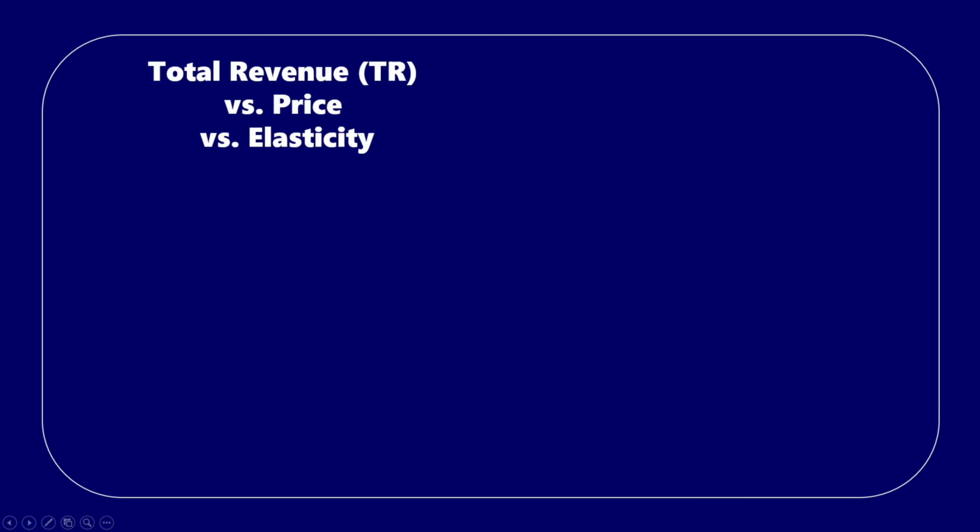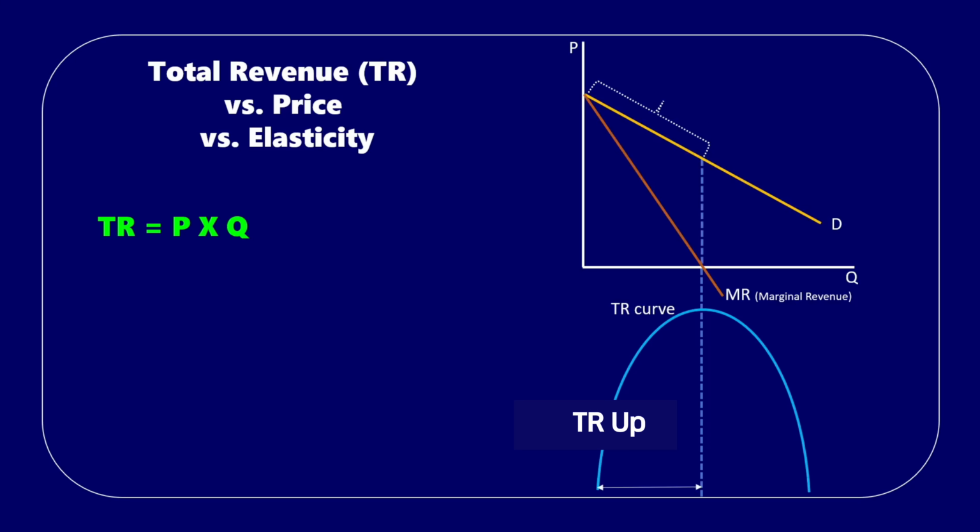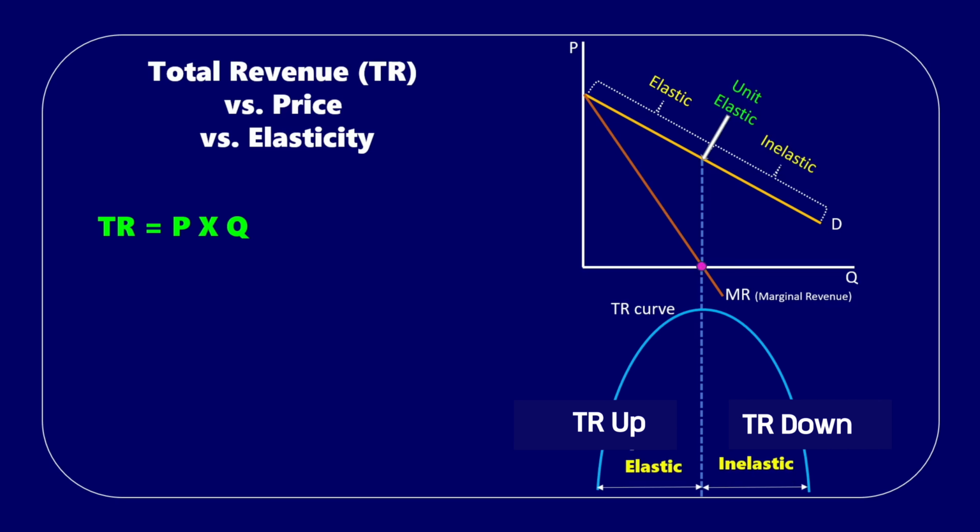Now let's look at total revenue versus price versus elasticity. First, know this formula. Total revenue, or TR, is just price times quantity. So anytime price changes, total revenue depends on how much quantity responds. And that's where elasticity comes in. And look at the demand curve on the right. The top portion is elastic, the middle point is unit elastic, and the bottom portion is inelastic.